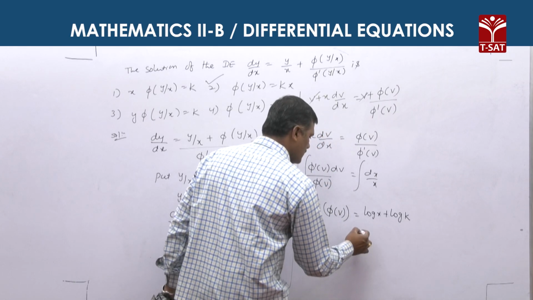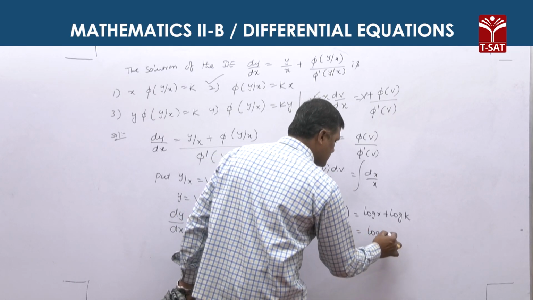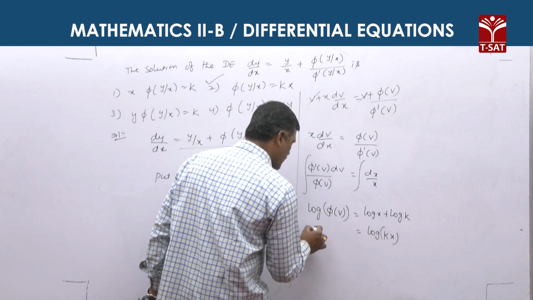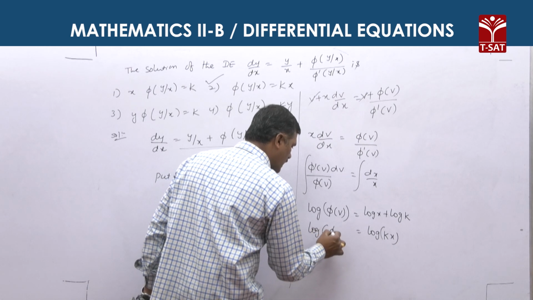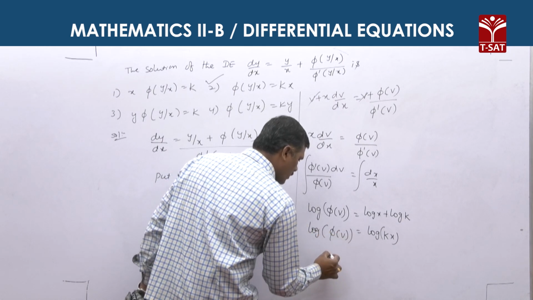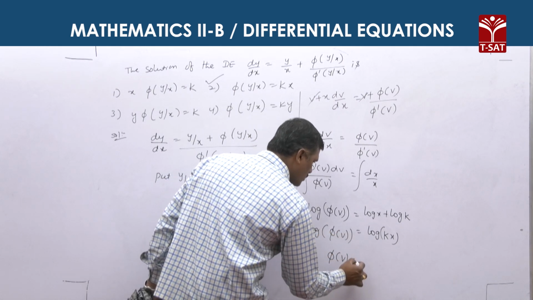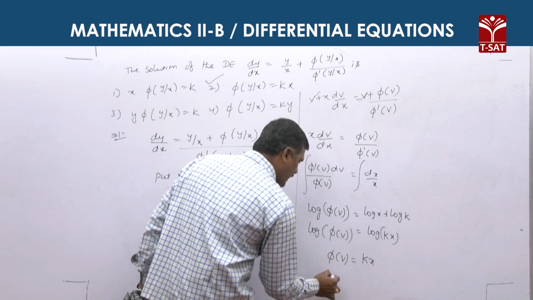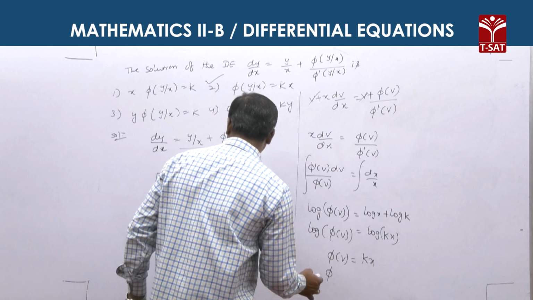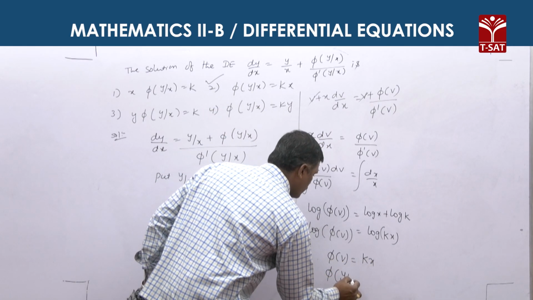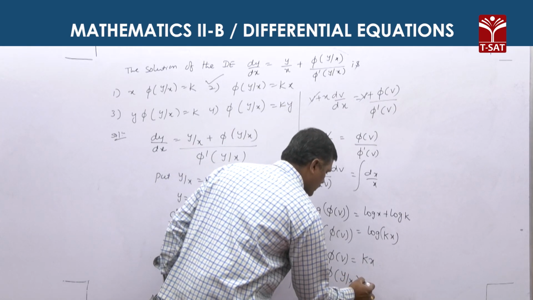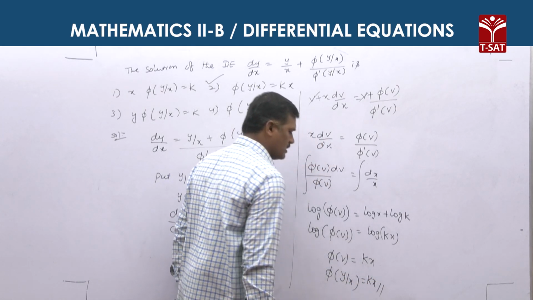The integral constant is log k, so log a plus log b is log of kx. Log of phi of v, therefore phi of v is equal to kx. Substituting the v value, v is equal to y by x, phi of y by x is equal to kx, which is the solution of the given problem.